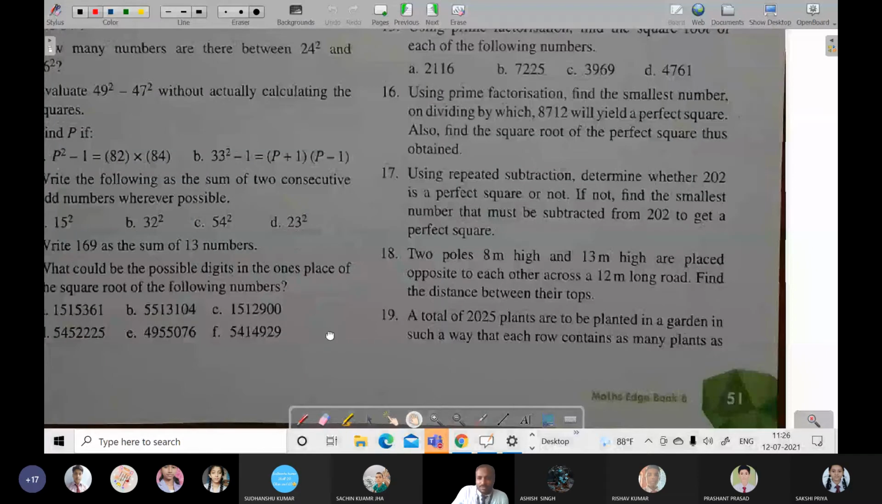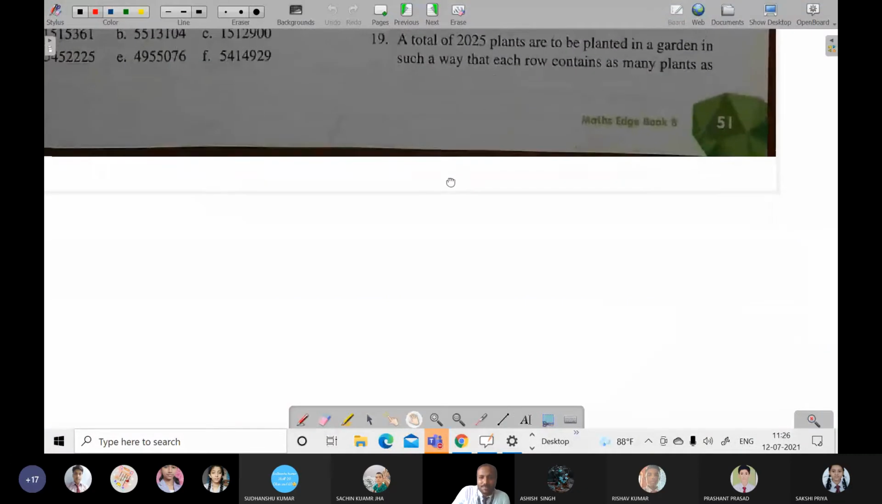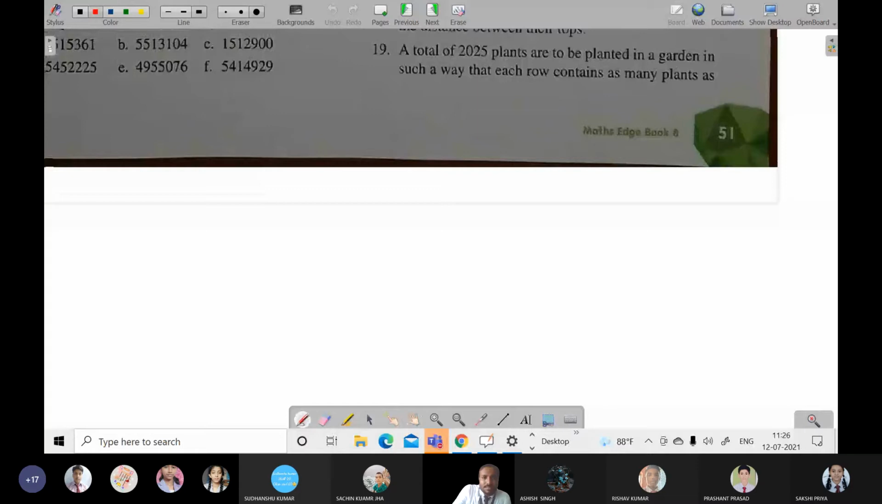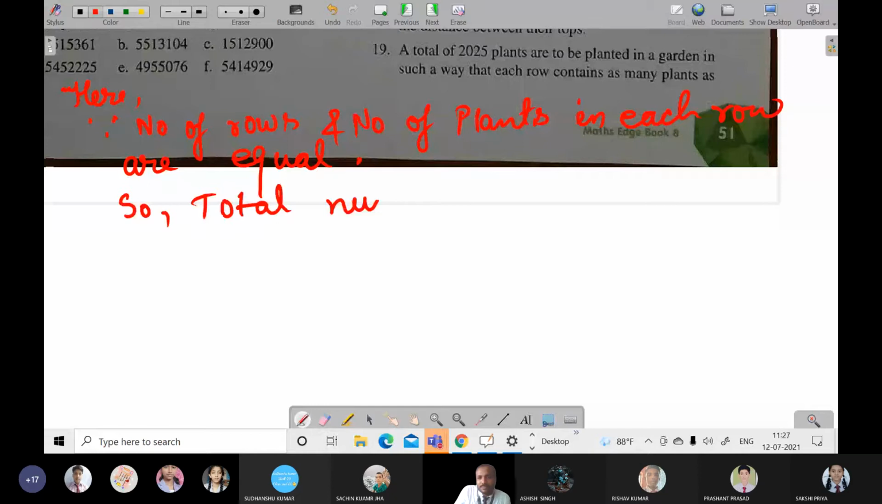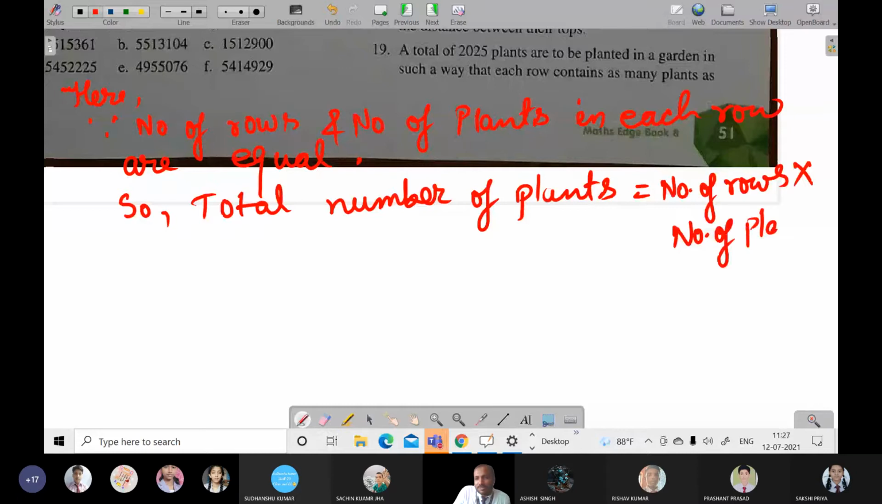Question number 19. Let's see what you can do and how you can write. At first we will be writing: since the number of rows and the number of plants in each row are equal, so the total number of plants is equal to the number of rows into the number of plants in each row.